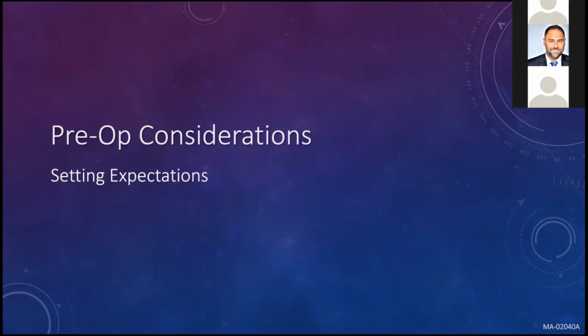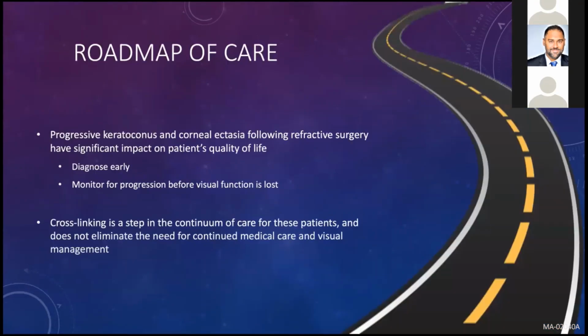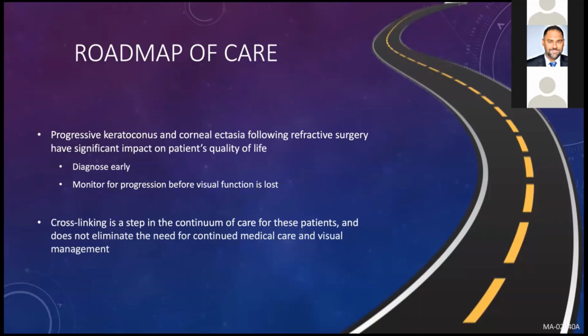So some things to consider preoperatively are setting expectations for the patient. It's important to develop a roadmap of care. Progressive keratoconus and corneal ectasias following refractive surgery have a significant impact on the patient's quality of life.